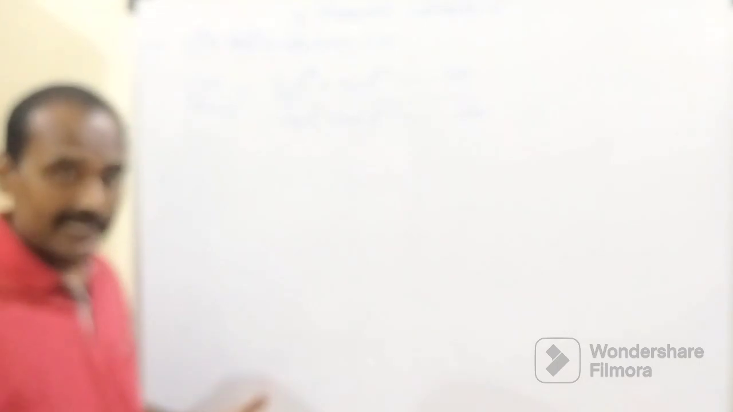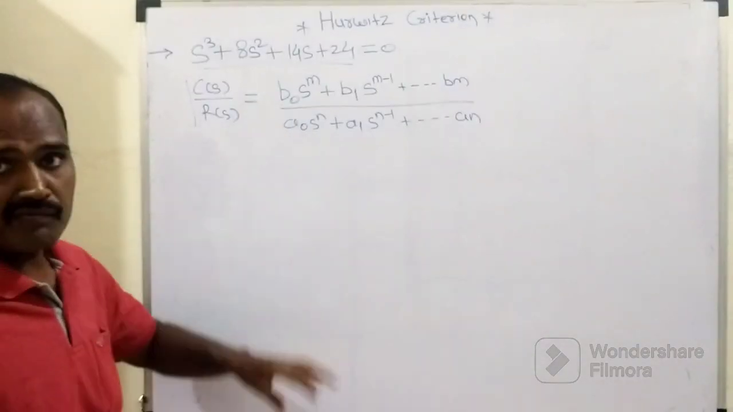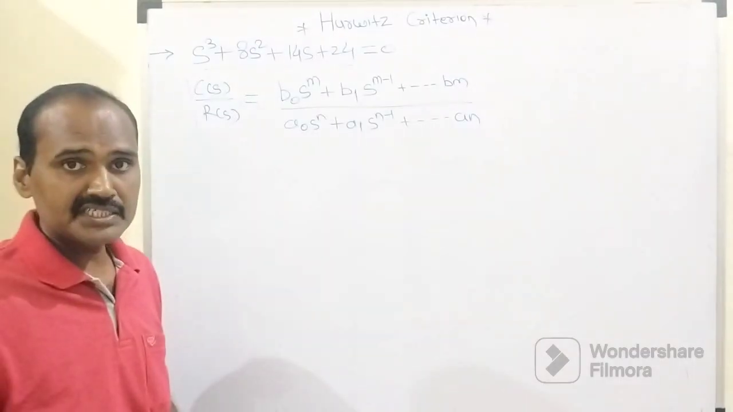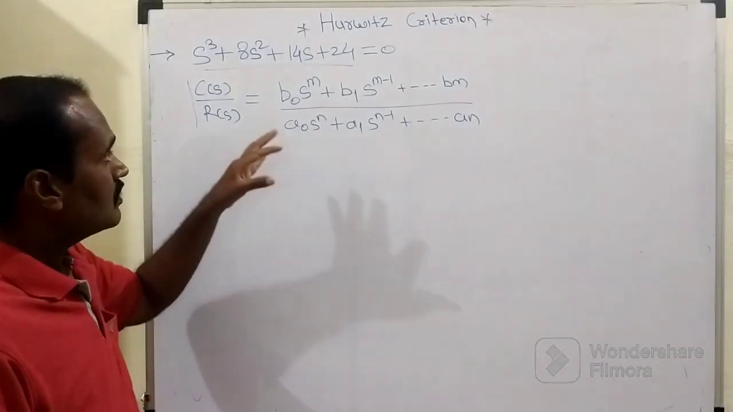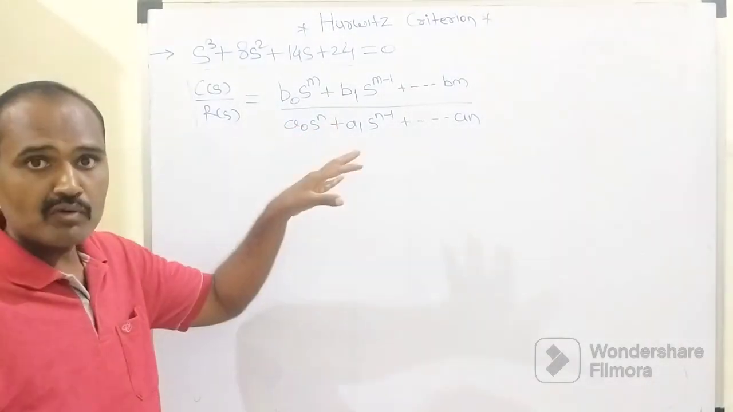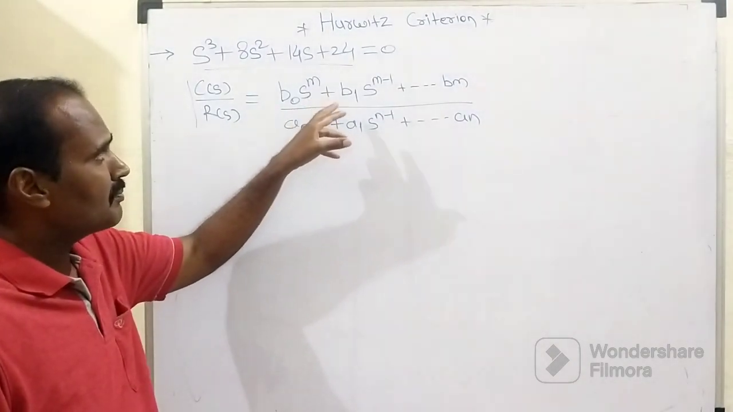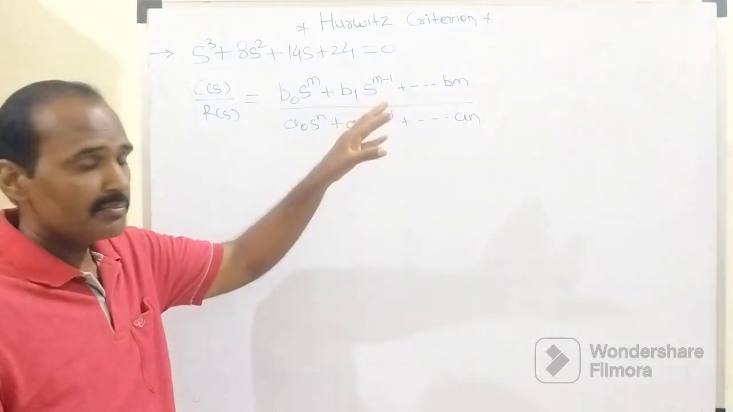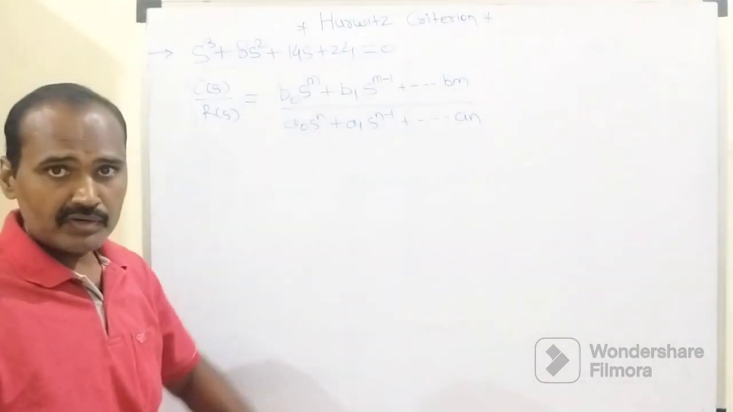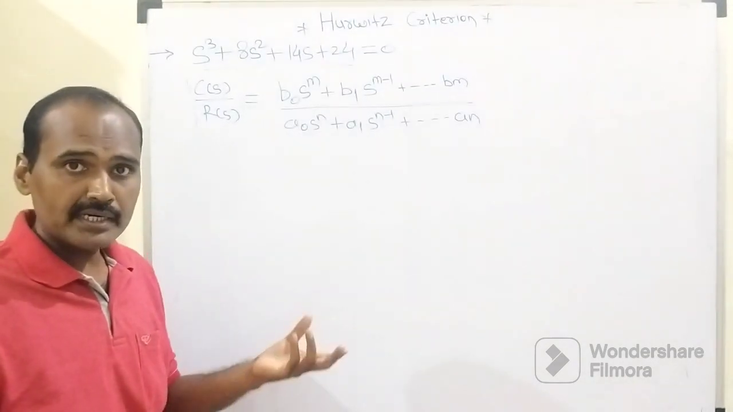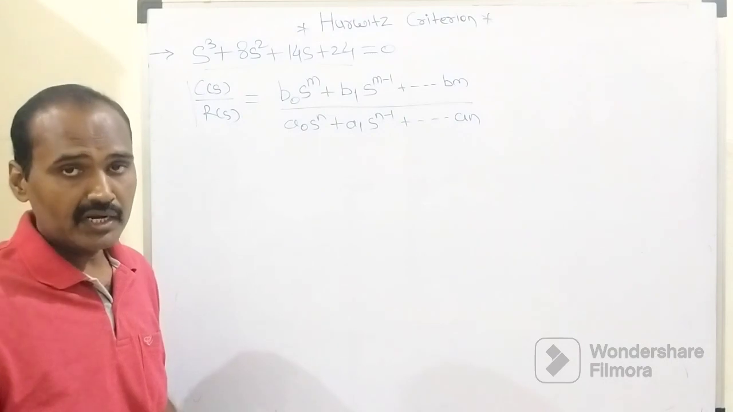For the sake of our understanding, in this way the transfer function is to be declared. In its numerator, a finite number of coefficients are present, which are b0 times s raised to m plus b1 times s raised to m minus 1, and so on. So we have m coefficients in the numerator as well as in the denominator, right?